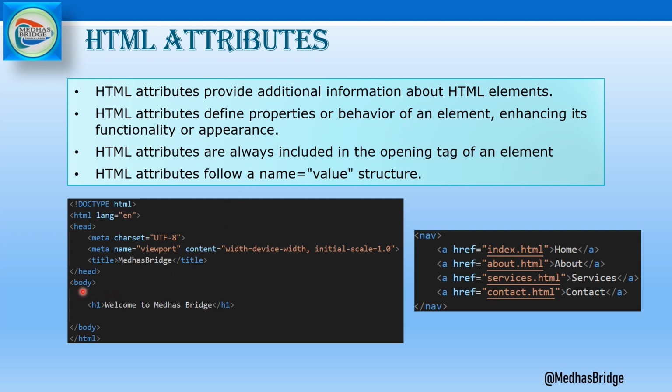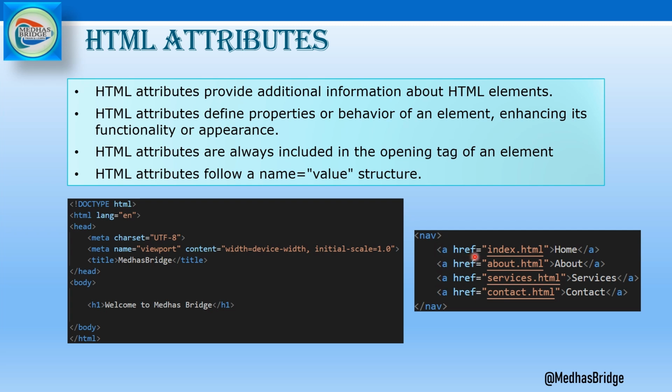We know that when you talk about HTML tags, we are talking about the starting of the tag and the ending of the tag, like a title, starting of the tag, and this one the ending of the tag. You can also say the anchor tag: a is the starting of the tag, and this is the ending of the tag. So these HTML attributes we will have in the starting of the tag. That's what I'm saying: HTML attributes are always included in the opening tag of an element. Opening means the starting one.